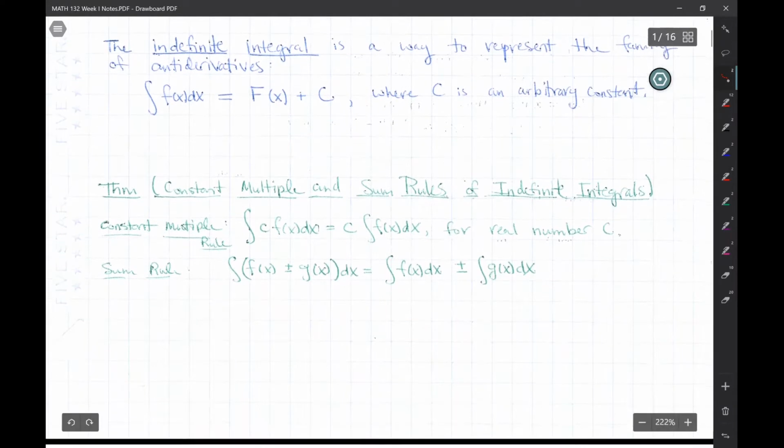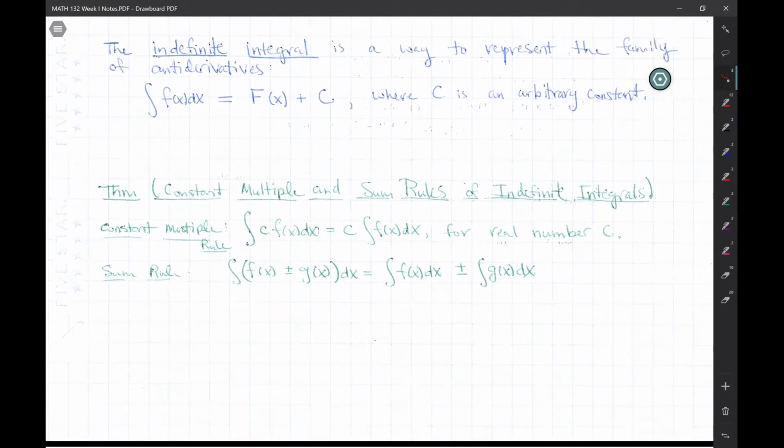So some things that might help when computing indefinite integrals are these two rules. We have the constant multiple rule, that if you have a constant multiplied by a function, you can pull it out of the indefinite integral. And this works for any real number c. That's the constant multiple rule.